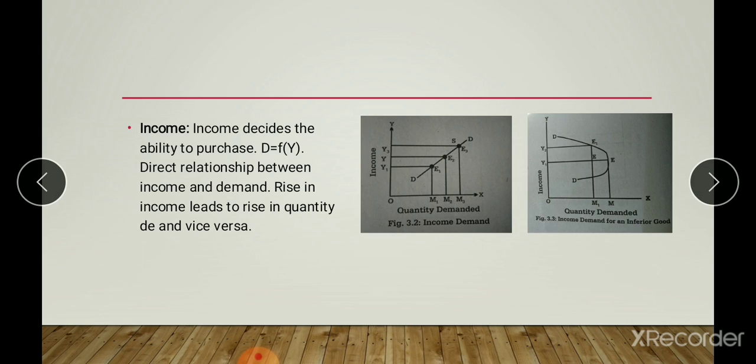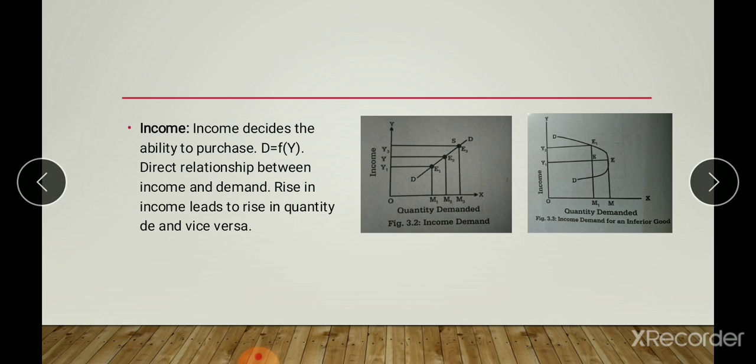The rise in income leads to rise in quantity demanded. A fall in income leads to fall in quantity demanded. So here there is a positive relationship between income and the demand. Here DD is a demand curve that slopes upward to the right. It shows direct relationship between income and quantity demanded. Ceteris paribus, that is the assumption. Other things remain constant, like price of the related goods or taste and preference.